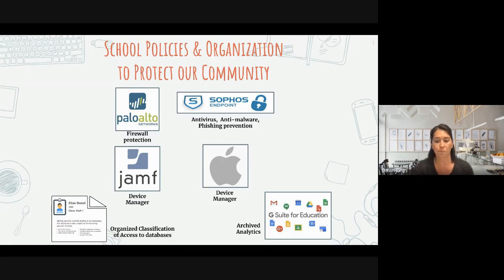And we also get a layer of protection for G Suite. They do not sell any of our information. There's no access because we're under the umbrella of education. So I'm going to pause there. If we have any questions, that's the layer in which the school provides protection.